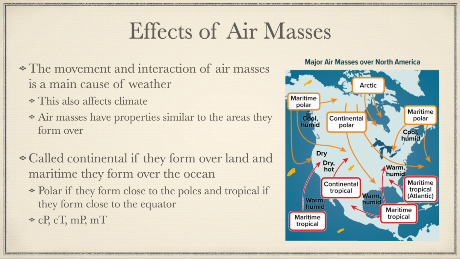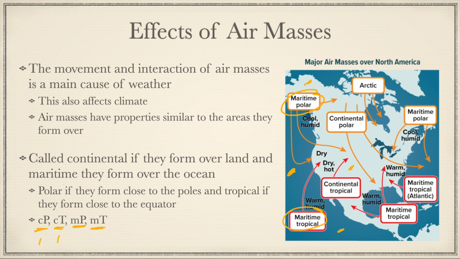Okay, now we call these continental if they form over land. So continental air masses form over land. They're maritime air masses if they form over the ocean. Okay, so we have maritime tropical, we have maritime polar, etc. Now, polar is what we call them if they form close to the poles, and tropical if they form closer to the equator. So you can actually put these together and get four different types of air masses. You have continental polar, continental tropical, maritime polar, and maritime tropical. And you kind of get an idea of what these air masses are based on where they form.